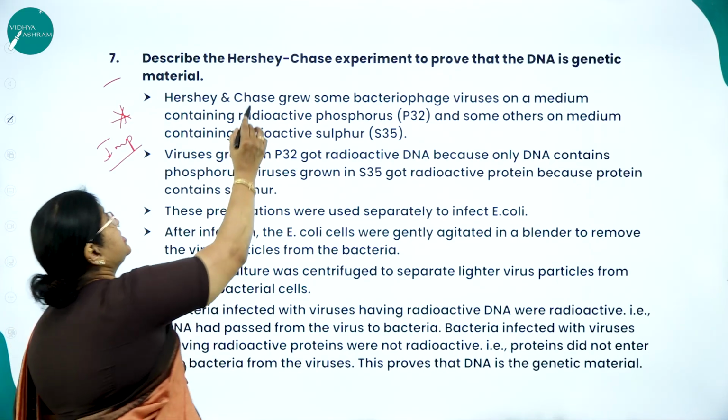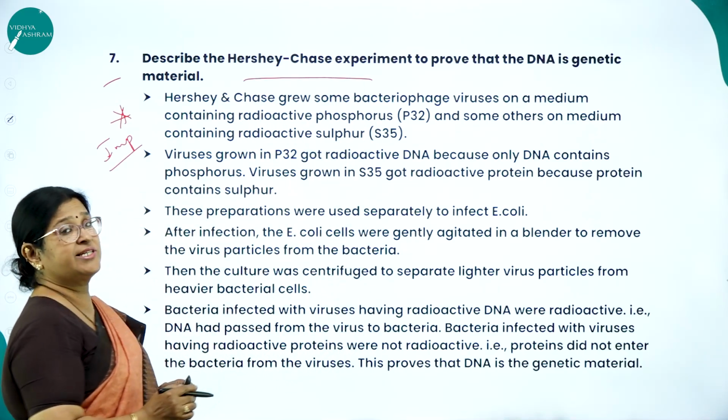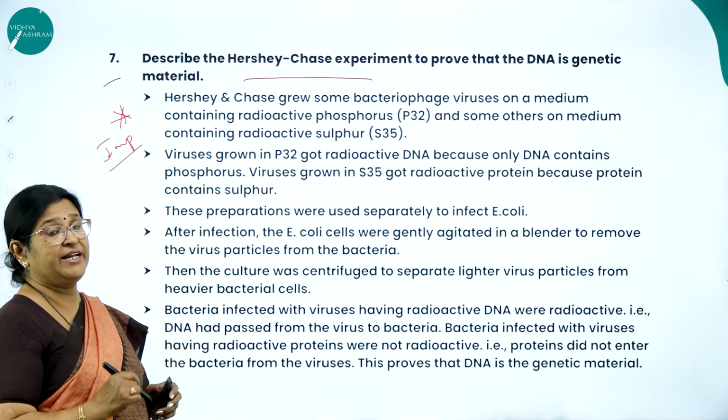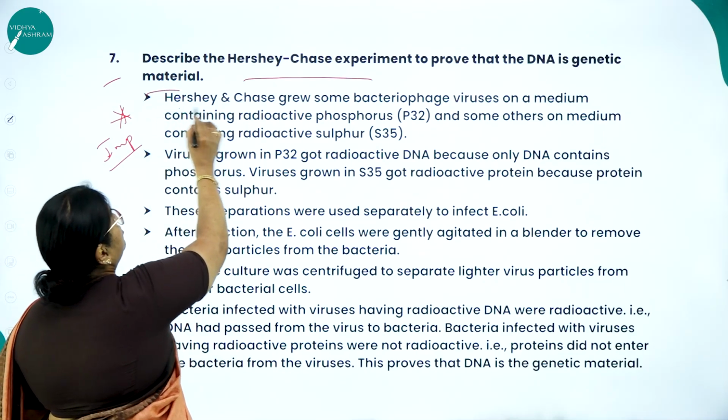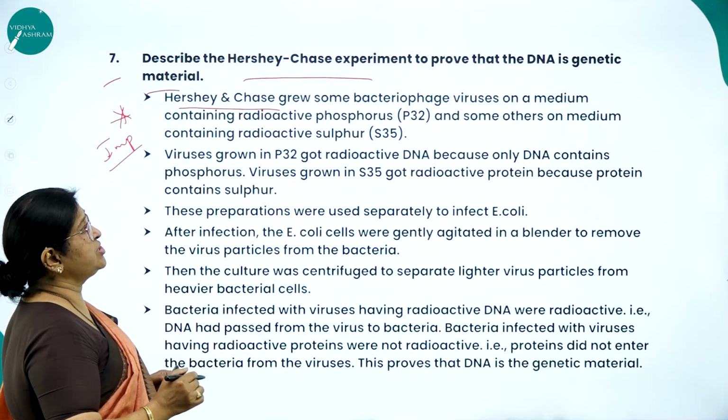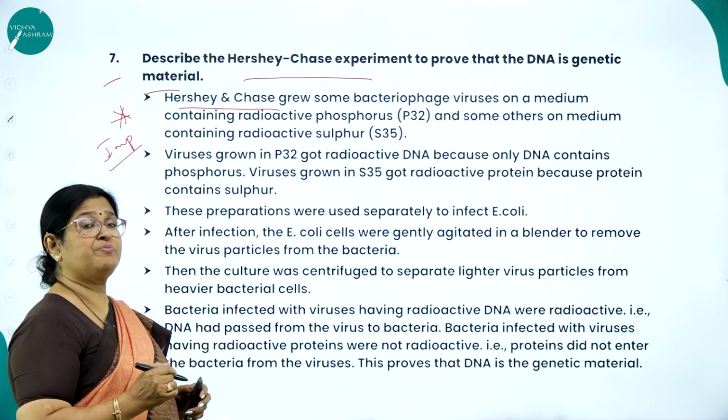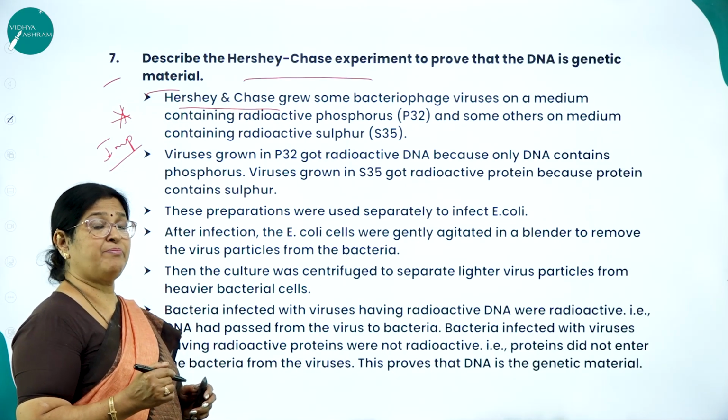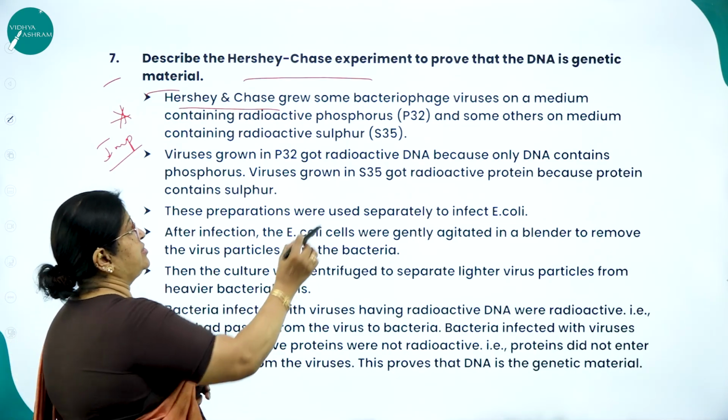Describe the Hershey-Chase experiment. This is called the Hershey-Chase experiment, done to prove what? That DNA is a genetic material. So what did they do? Hershey and Chase grew some bacteriophage. What is bacteriophage? A virus which infects a bacterial cell is called a bacteriophage.